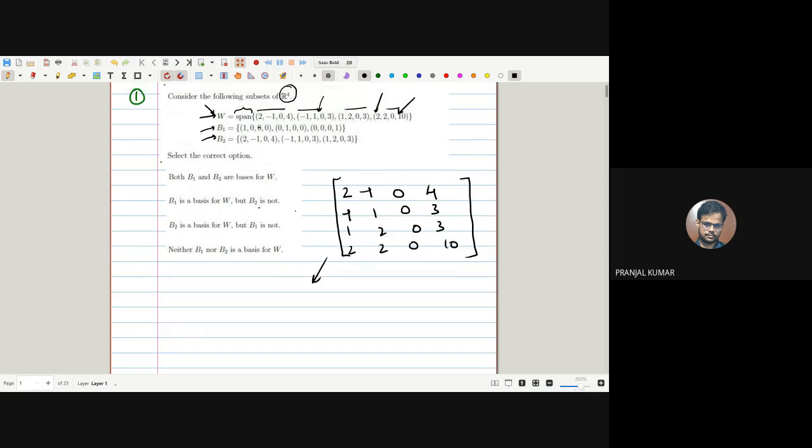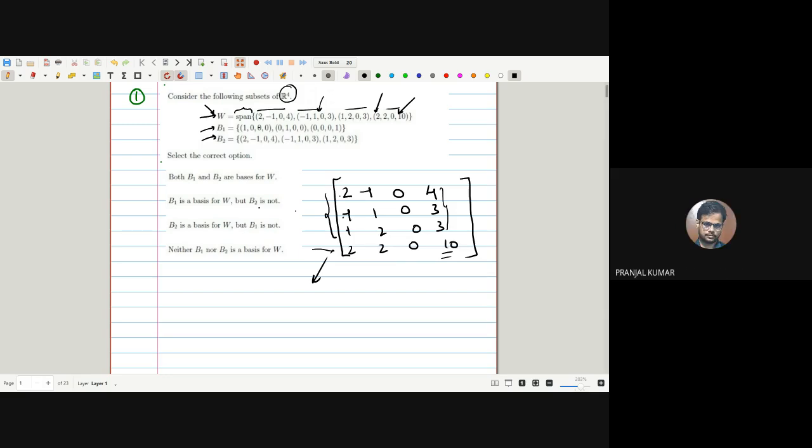One more thing, before performing any row echelon conversion, just try to see whether any row is a linear combination of other rows. If you see at one glance, if you add these three rows, you will get this fourth row. Can you see that? Just add them. 2 plus minus 1 plus 1, that is 2. Then this is 0, this is 10. So you can directly see that the fourth row is actually a linear combination of the other three rows.